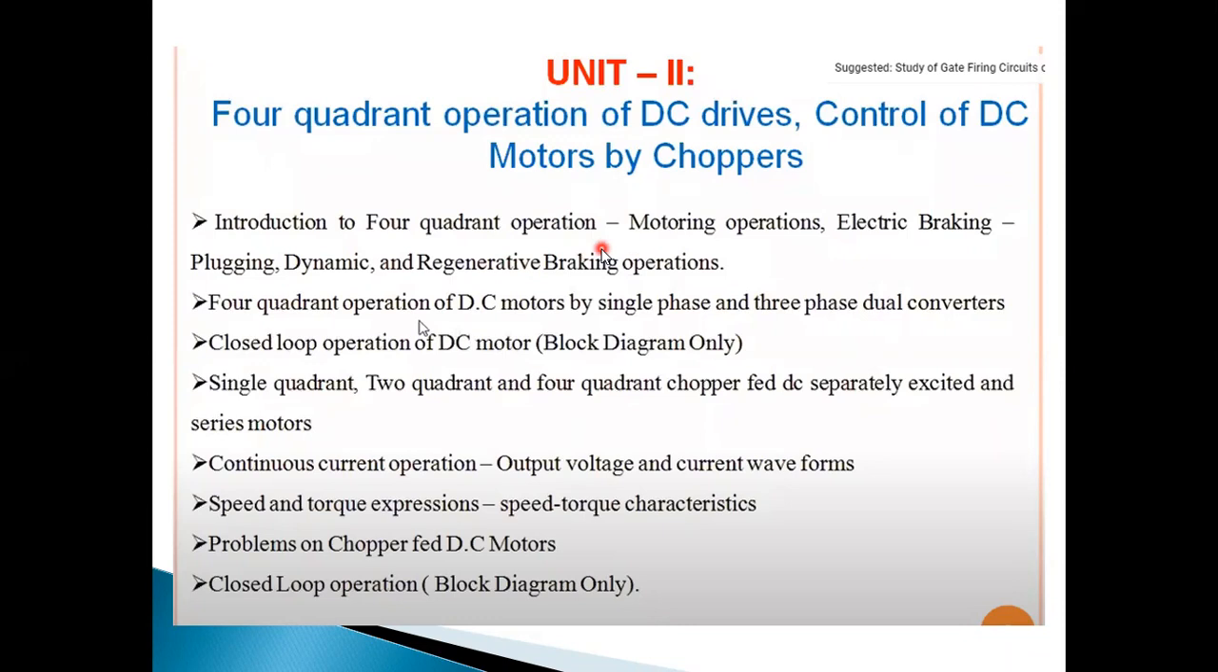So, motoring operations and electric braking. These are the different types of electrical braking operations: plugging, dynamic and regenerative braking. We will discuss electrical braking by comparing it with the mechanical braking system. Later, four quadrant operation of DC motor by single phase and three phase dual converters.